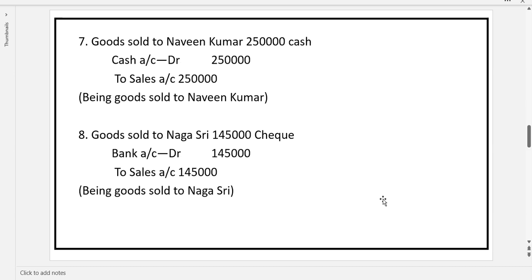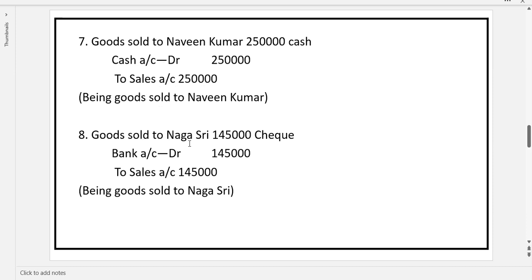Coming to next. Goods sold to Naveen Kumar, cash. So we are making the sales. Whenever you sell any particular item, you will be receiving an amount. That's why the amount is debited. So cash account debit to sales. So being goods sold to Naveen Kumar.